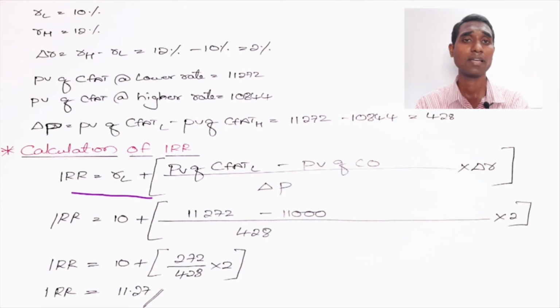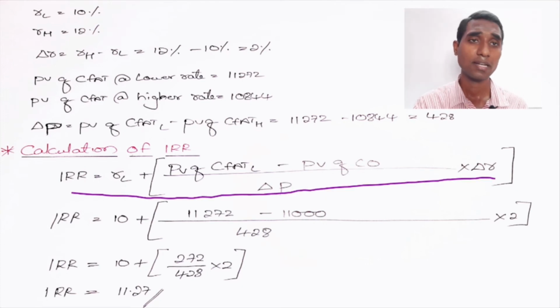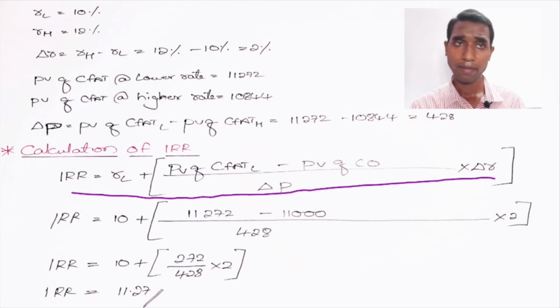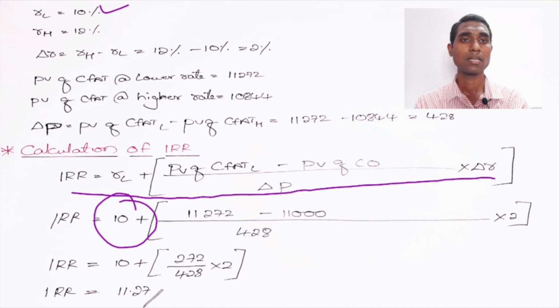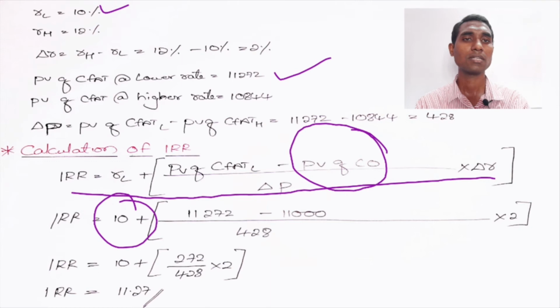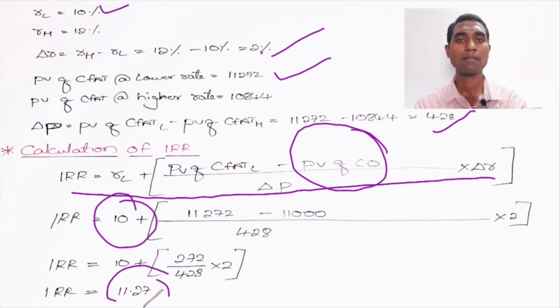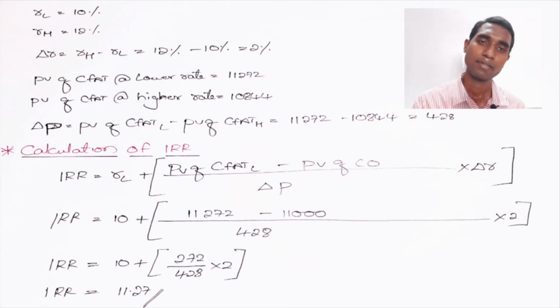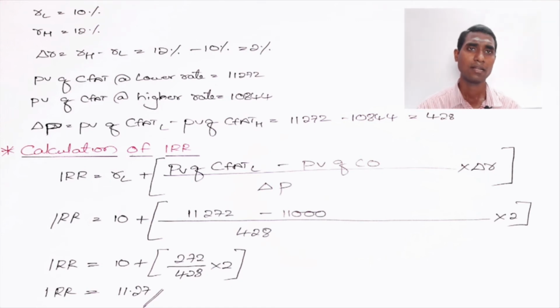Now, I have the formula of IRR: RL plus PV of CFAT at L minus PV of CO, divided by delta P, into delta R. So, RL, the lower rate of return, is 10%. PV of CFAT at the lower rate, that means at 10% when I was trying, I got 11,272, minus my CO, which is 11,000, divided by delta P 428, into delta R, the difference in the rates. When I substitute, I got an IRR of 11.27. So, this is a simple way to find IRR. This is the IRR of project X.